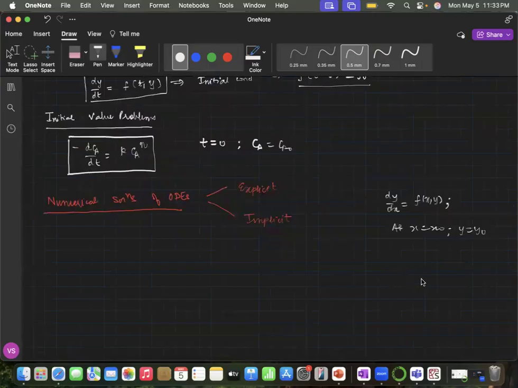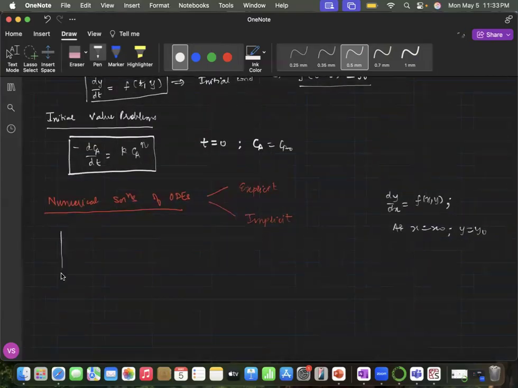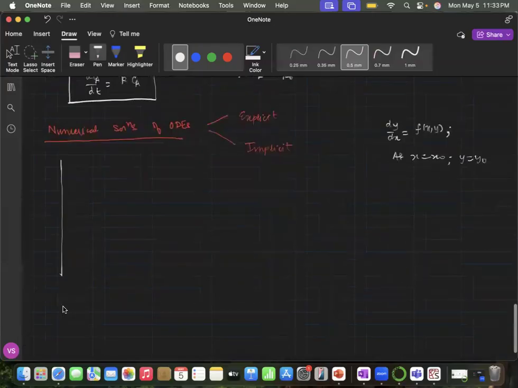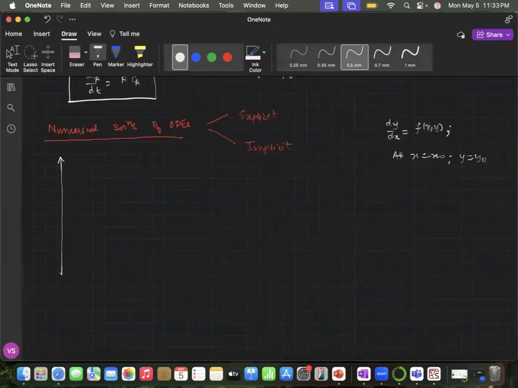In order to solve this, we'll have to march forward in x, right? So we'll have to march forward in x. Basically, what I mean to say by that is that, let's say we have y versus x. This is my x naught.